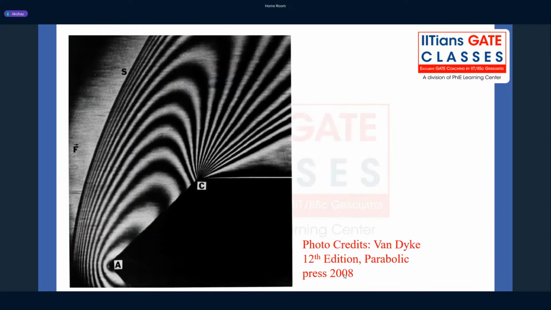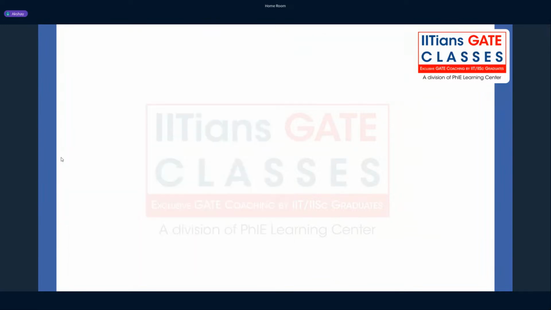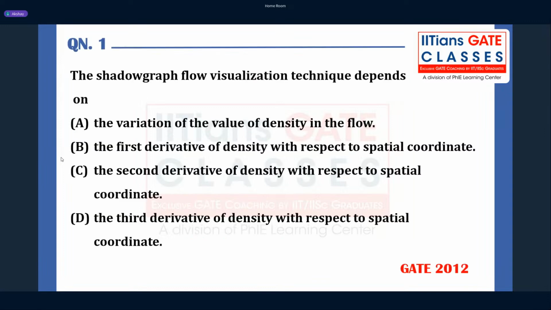Okay, here is one more interferometry image. You can see how these dark bands are there. Okay, I'm not going to give you the physics of this flow field as of now. It's just for illustration purposes I have kept it here. Okay, so this concludes our visualization technique topic.